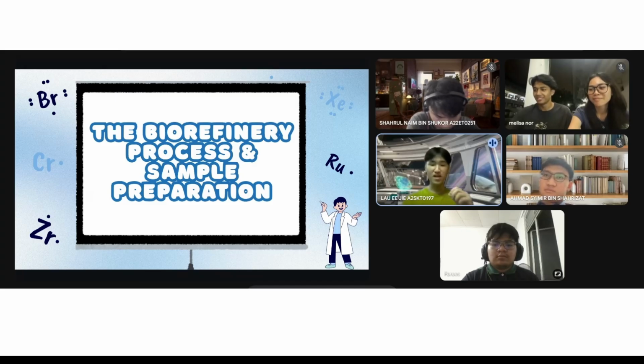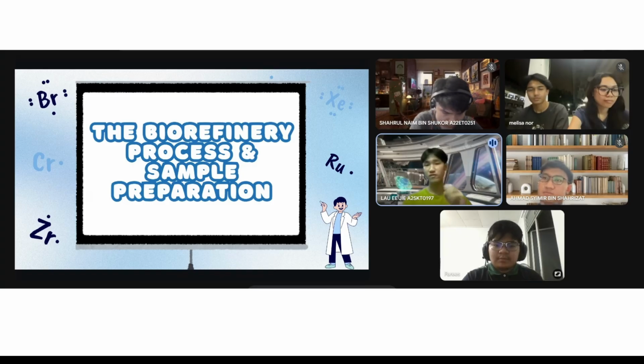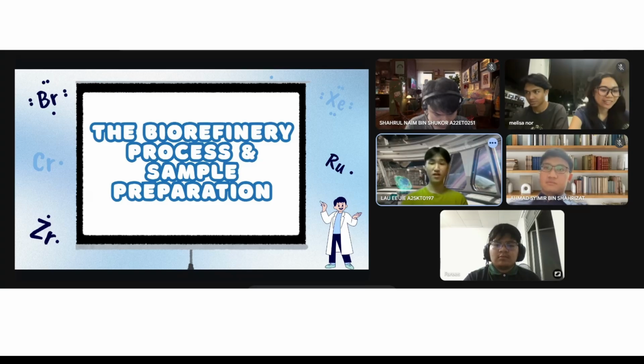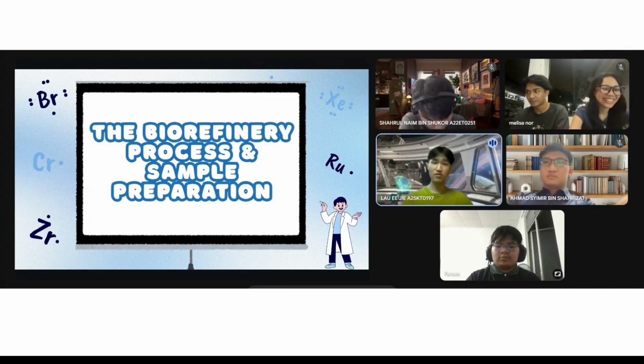The sample may be filtered, diluted, and passed through a membrane filter with a pore size of 0.45 micrometer. This prevents clogging of the chromatography column. Finally, the prepared sample is transferred into a sample vial before analysis. Proper sample preparation is important because inaccurate preparation can affect the reliability of the glucose measurement. That's all for me. Thank you.